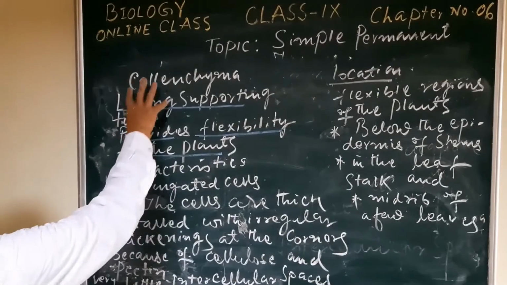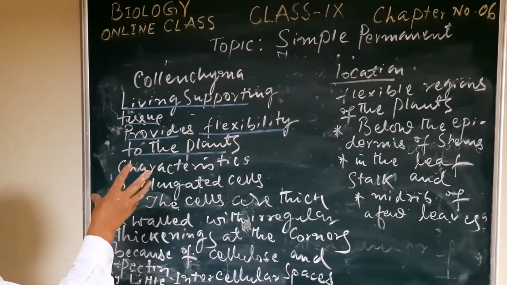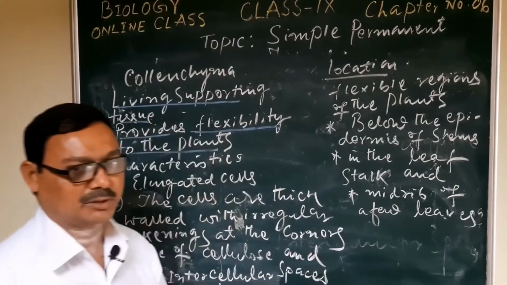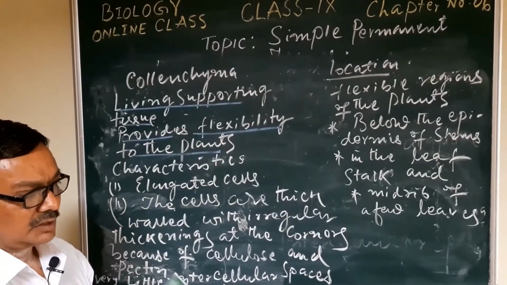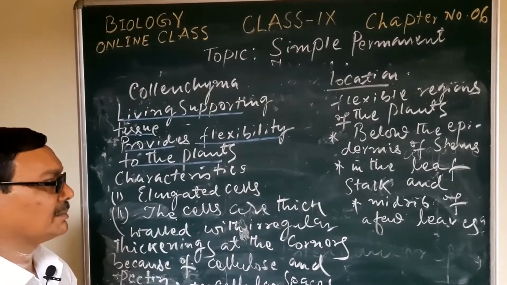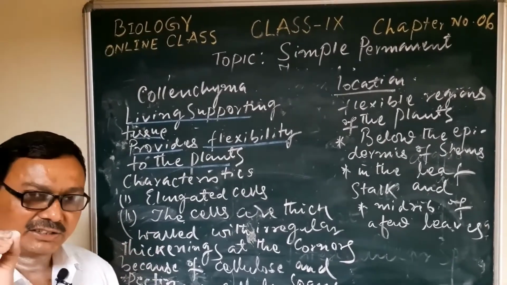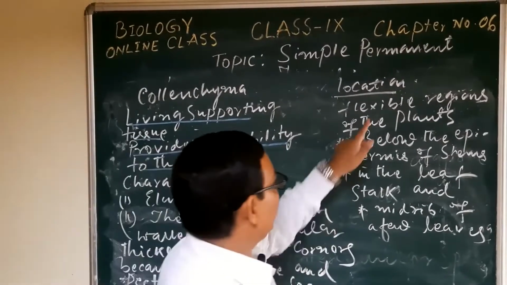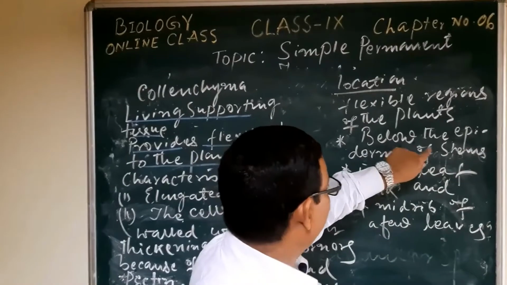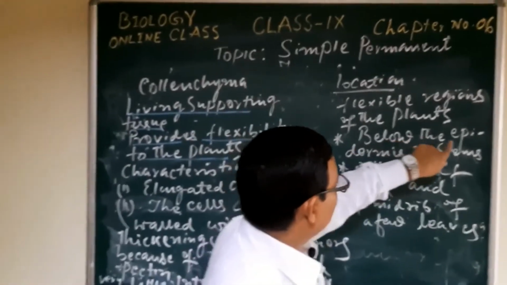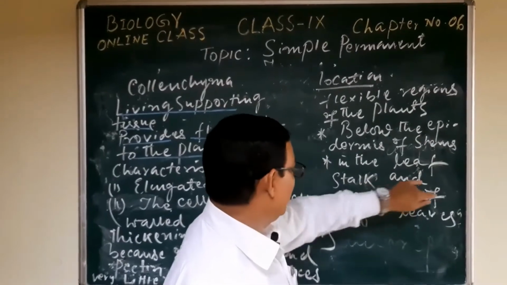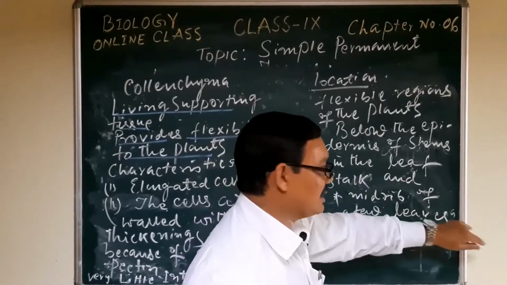As this Collenchyma tissue is related with the flexible regions of the plants, those parts of the plant which are usually bending, those parts which are flexible, are where these tissues are mainly present. What are those flexible regions where it is present? Like below the epidermis of stems, in the leaf stalk, and the midrib of a few leaves.